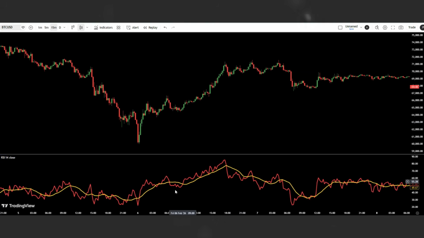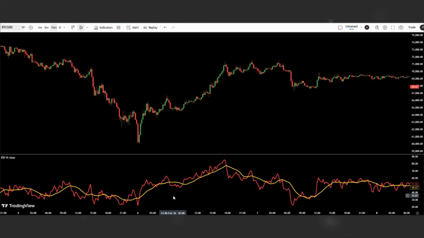Now look at the chart. This is very important. We are not adding a moving average to price. We are adding a moving average to RSI itself. In fact, the yellow line is a smooth version of RSI. We are smoothing the RSI itself.